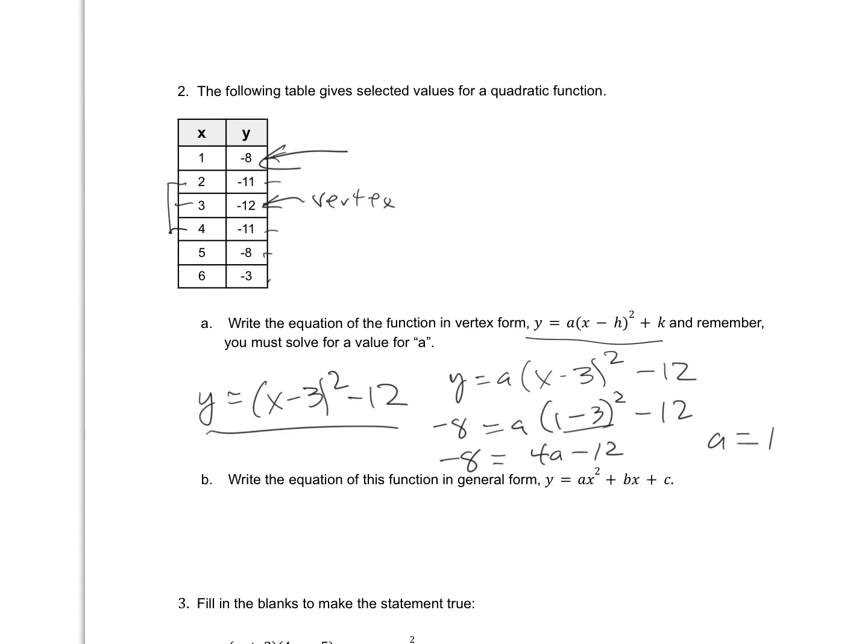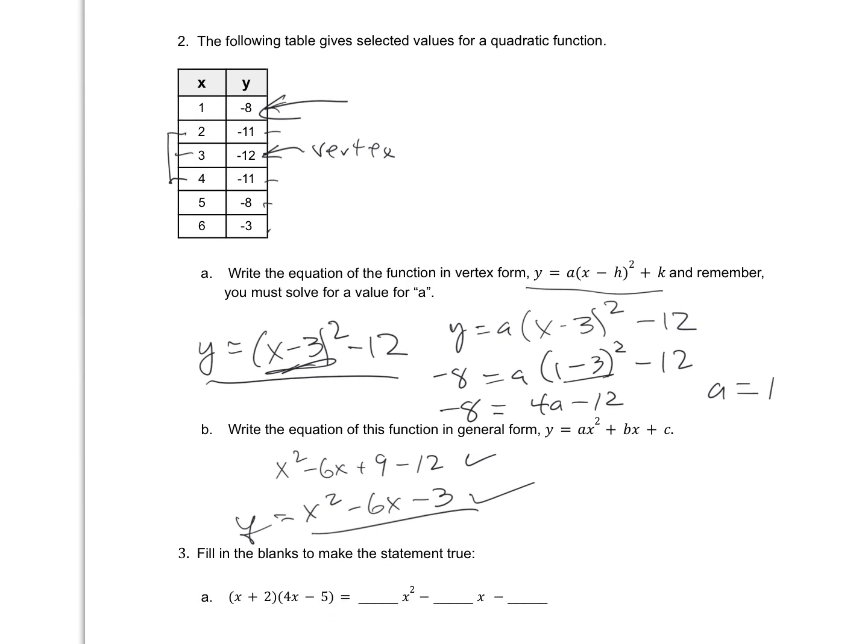Finished. Now, if I want to write this in standard form, I simply square this and subtract 12. So I went ahead and did that. I got x squared minus 6x plus 9 minus 12. I subtract that, and I'm finished.